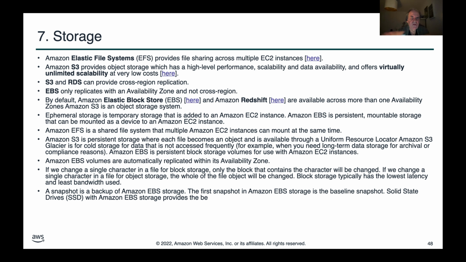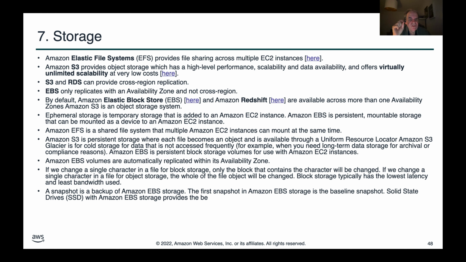By default, EBS and Redshift are available across more than one availability zone. Ephemeral storage is used as a temporary storage place, and it's very fast. ElastiCache is an example of this type of storage. But when we take the power away, we will lose all of our storage. So EFS, we can mount onto multiple instances. S3 is persistent storage, and we have a URL to identify where we can actually get the data.